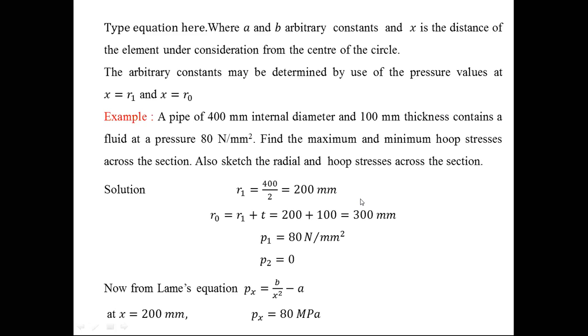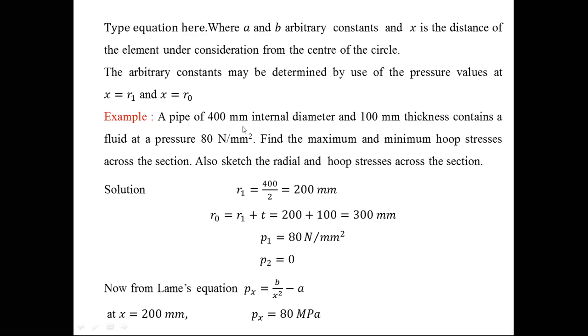Copy చేస్తున్నారా? This is the problem. So internal diameter is given 400. That means internal radius is half of the diameter, you got 200, and thickness of cylinder is given 100 mm. So let us take outer radius R1 plus T, 200 plus 100. So our inner radius is 200 mm and outer radius is 300 mm.